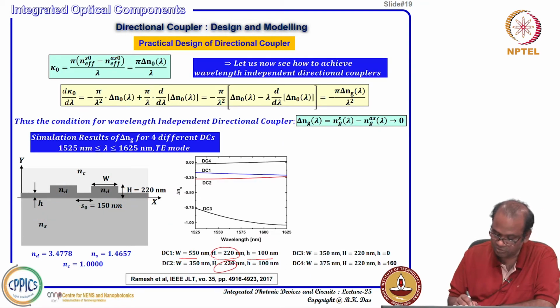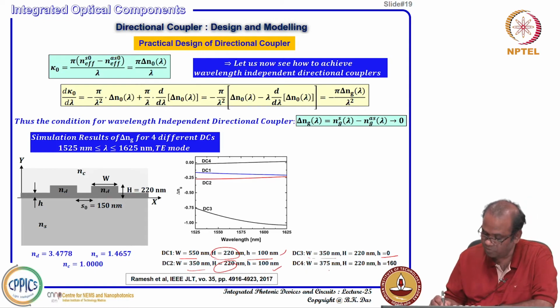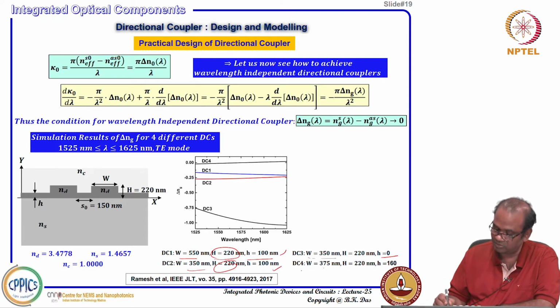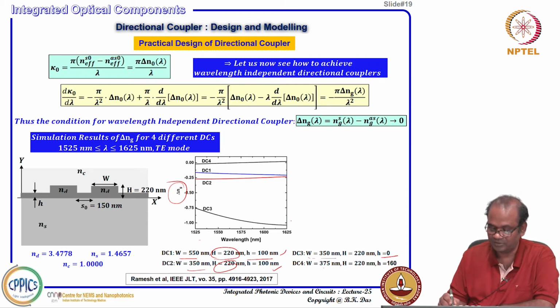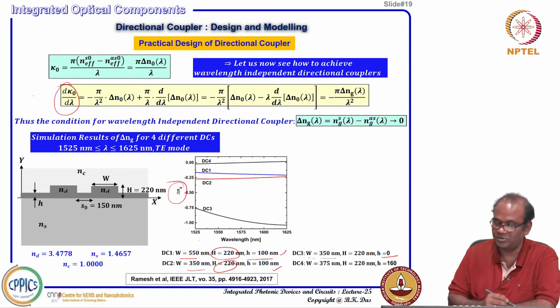So, we designed DC1 with this parameter, DC2 with another parameter, DC3 with waveguide width 350 nanometer and slab height 0, and DC4 with waveguide width 375 and slab height 60. If you use all these 4 parameters, you see different directional couplers, and they show how delta Ng varies with wavelength. Delta Ng for DC1 is relatively less wavelength dependent, but DC3 is highly wavelength dependent. Delta Ng being highly wavelength dependent means d kappa by d lambda is also wavelength dependent. So, the kappa value will be wavelength dependent.